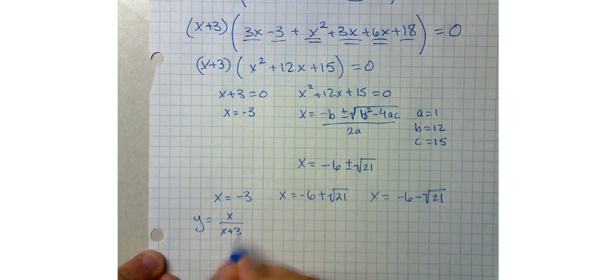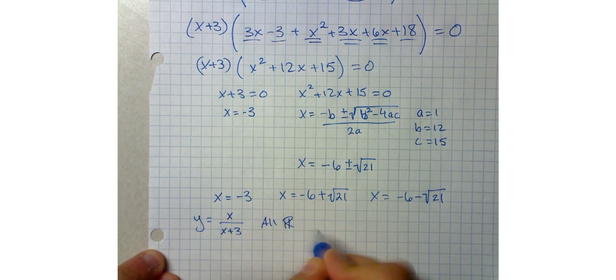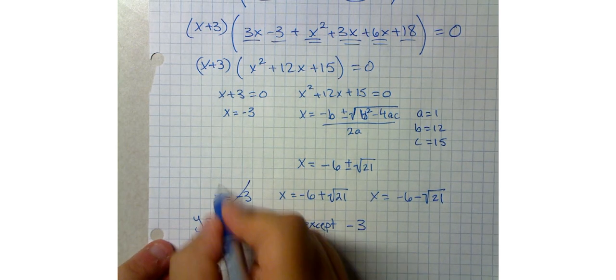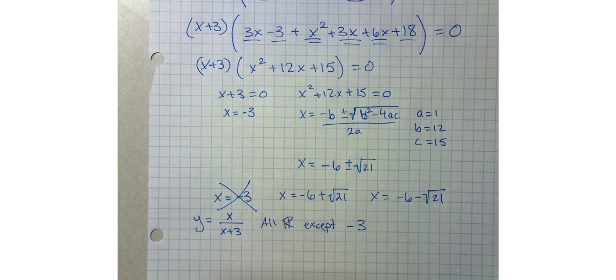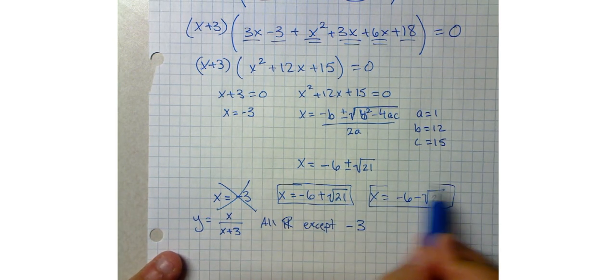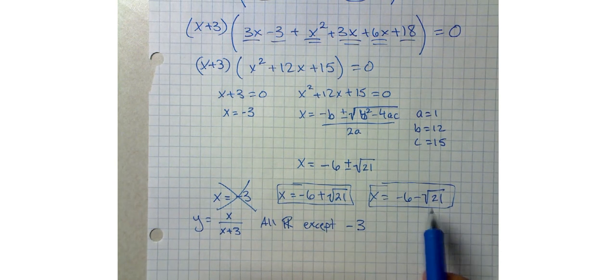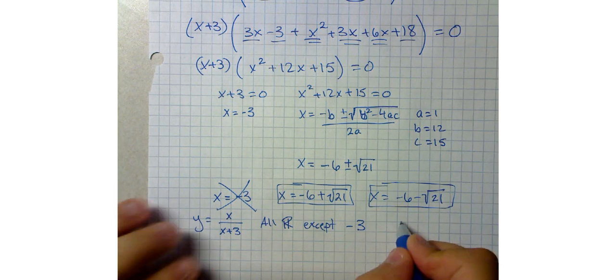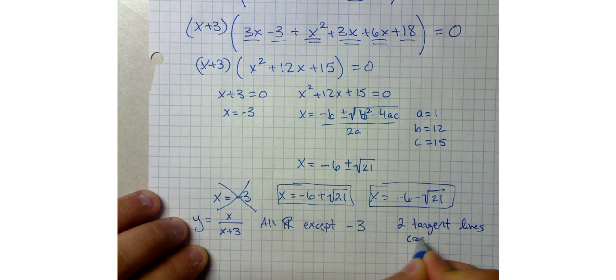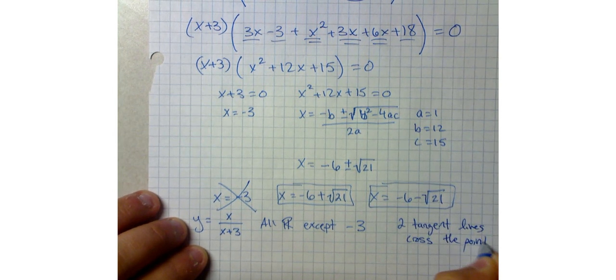If you didn't recognize that the function is y equals x over x plus 3, what's the domain of this function? This is all real numbers except negative 3. So this point will not be part of the problem. The 2 points are x equals negative 6 plus the square root of 21, and x equals negative 6 minus the square root of 21. So how many tangent lines to the curve pass through the point 1, 2? The answer is 2. 2 tangent lines cross the point 1, 2.